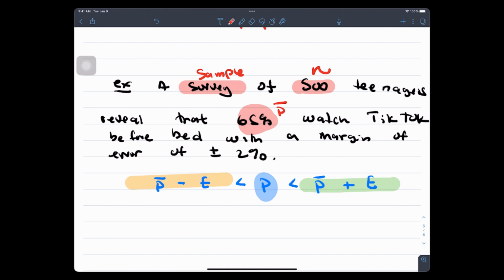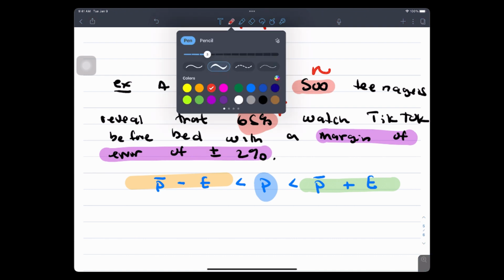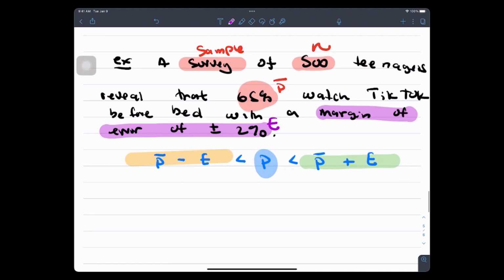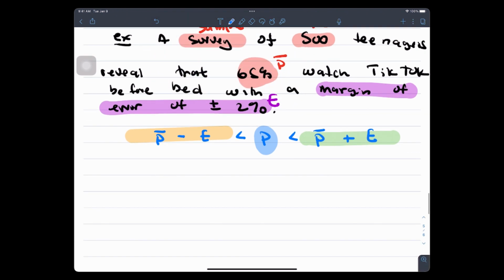Now, what does the margin of error, what is that? What letter is that? E, big E, is that right? So, ladies and gentlemen, you want to get used to reading that and highlighting that information, and now we get to use it with the format, okay? So we're going to write down what? 65% minus 2% is less than the true proportion, which is less than 65% plus what? 2%.